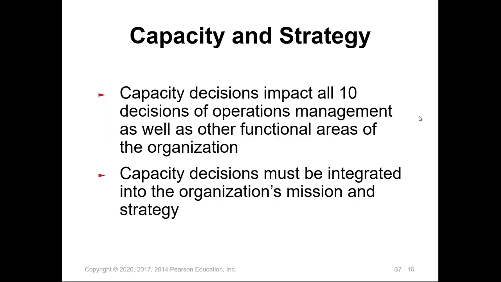Capacity decisions, whether we are talking about long-term, intermediate, or short-term, will impact all 10 decision areas of operations management. Adding process, changing location to increase capacity, changing the layout to the new facility or to the same facility to even be closer to a supplier or closer to the market, partnership with other suppliers to ensure fulfillment, and many other decisions will be affected. So for that reason, capacity decisions must be integrated into the organization's mission and strategy to begin with.